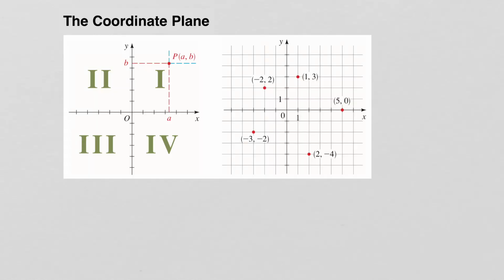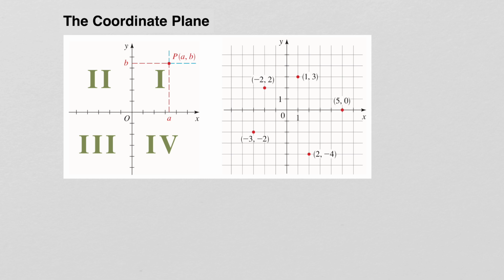Let's recall that the coordinate plane is basically just two real number lines that we typically call the x-axis and the y-axis. And then that divides up the plane into four quadrants. We have the first quadrant here, second quadrant, third quadrant, and fourth quadrant. And we can use this coordinate plane to locate points.